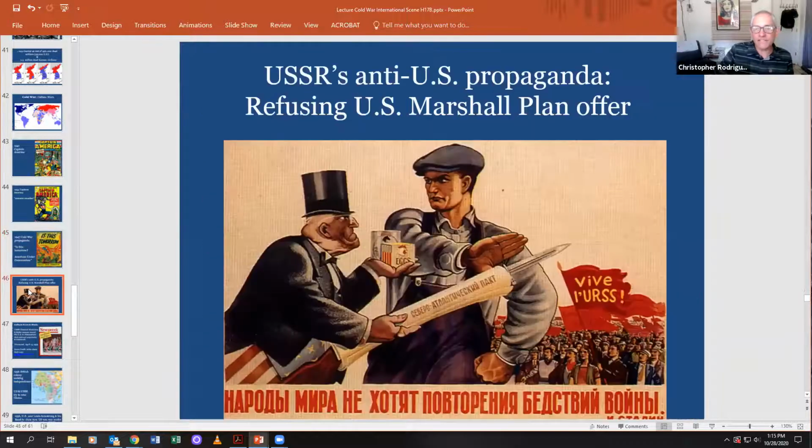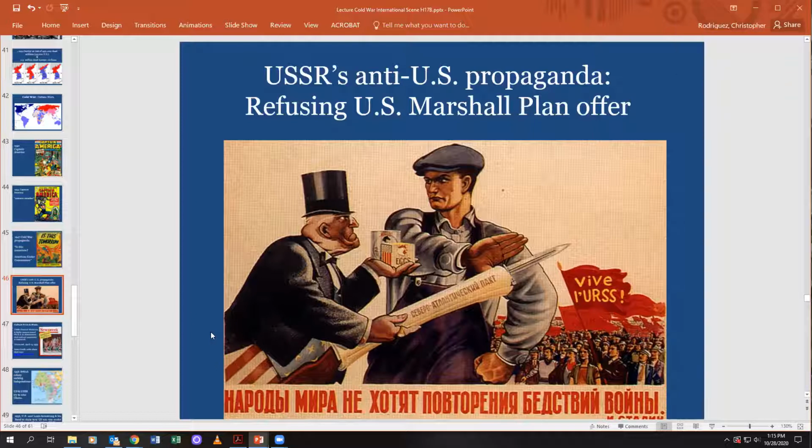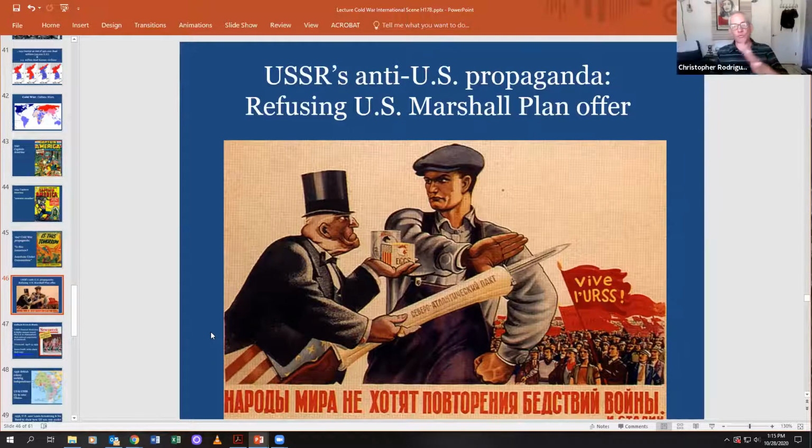The Soviet Union had the same thing. Right here is a Soviet propaganda showing a proud Soviet worker rejecting Uncle Sam's offer of food and bread, and armaments, which are hidden inside the papers. So this is Soviet propaganda saying, we don't need your help, Uncle Sam. And Uncle Sam here is not looking that heroic. He looks like a grumpy old man.